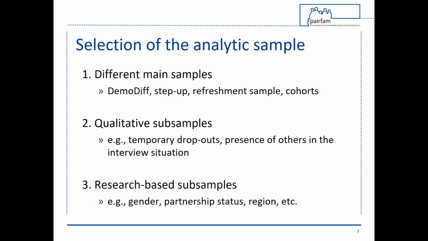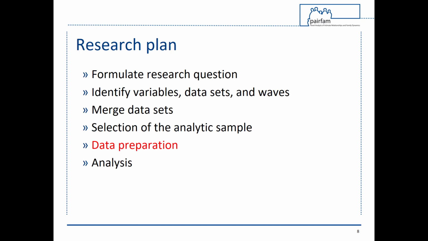Finally, you may need to restrict your sample further according to your specific research question. Maybe only one gender is of interest, or only respondents in a relationship, or living in a certain area. For further examples on how to restrict the analytic sample, please refer to the Quick Start sample definition. Are we there yet? Almost.